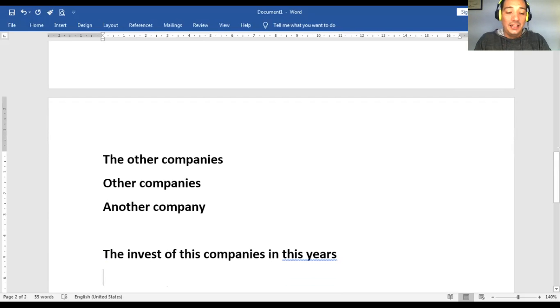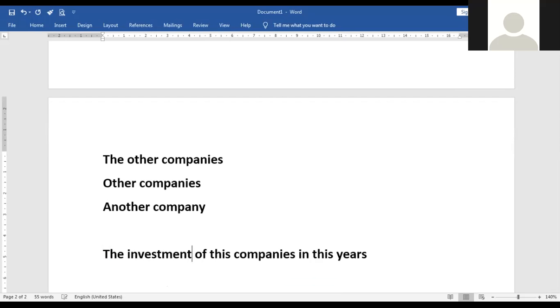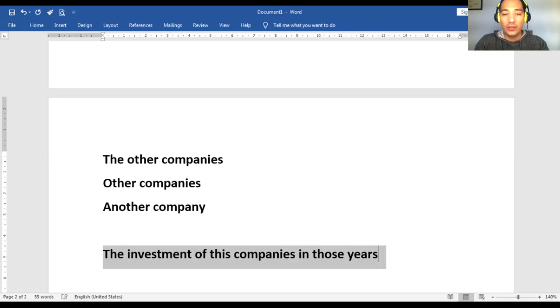Okay. Good. And last, the investment of these companies in these years. Investment of these companies in this year or in that year. Okay, singular, in that year or in those years, whichever you prefer. If you're referring to those years, you're talking about the past. Yes. Perfect. In this year is this year, 2020.